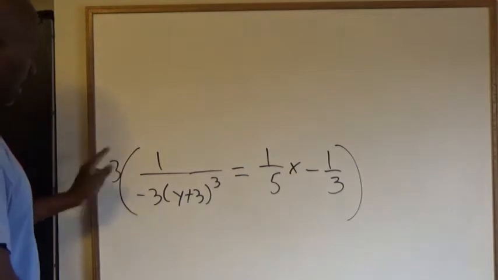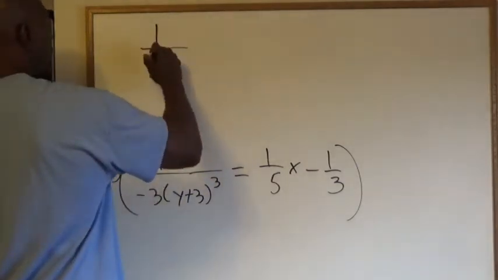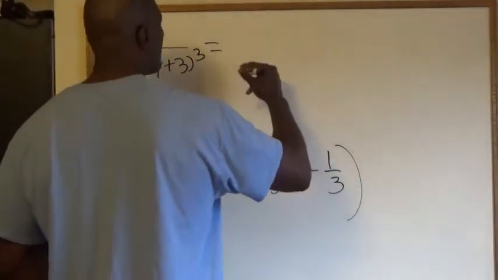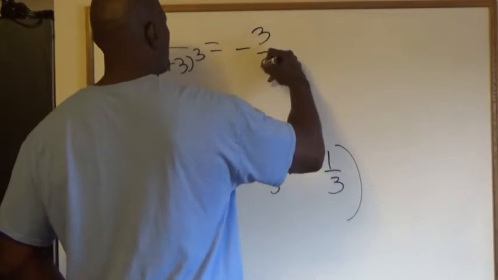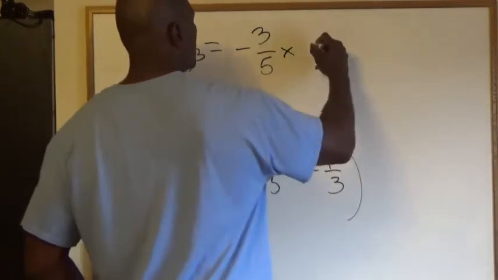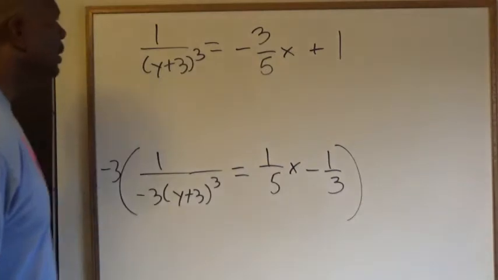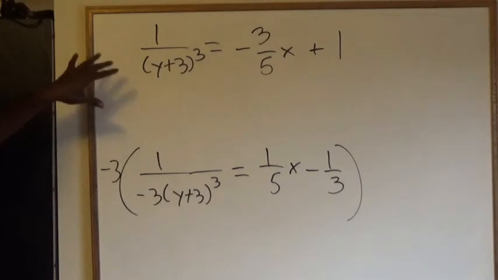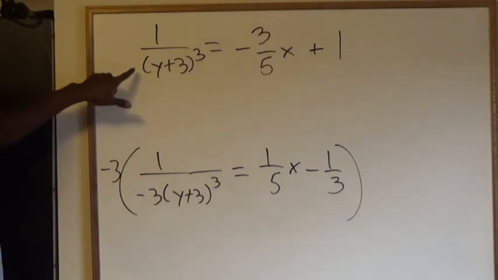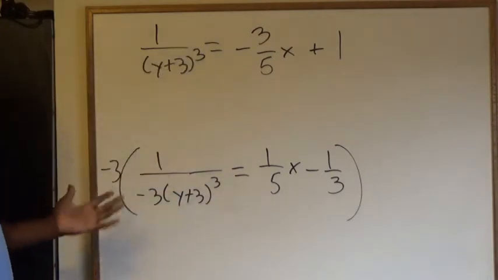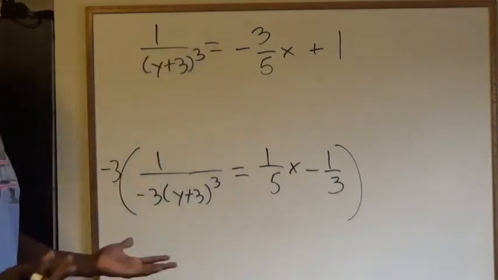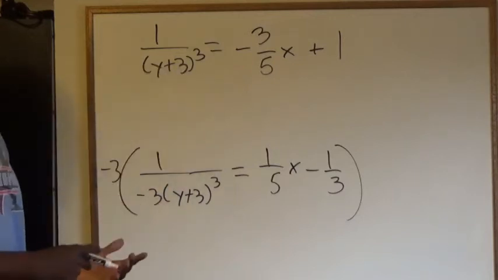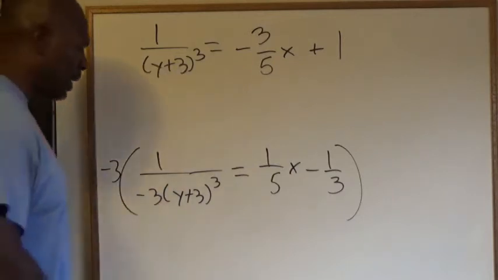So when I multiply this, the negative 3 cancels. I'm left with 1 over y plus 3 cubed. Here would be negative 3 over 5x, and here would be plus 1. Now from that point, what we can do is multiply everything by y plus 3 cubed. You could also take the cube root of both sides if you want. I'm going to multiply everything by y plus 3 cubed first, then divide, and then take the cube root. It will come out the same no matter how you did it.